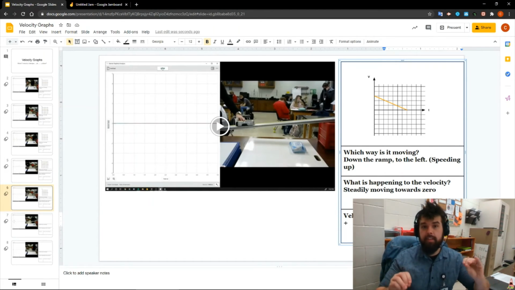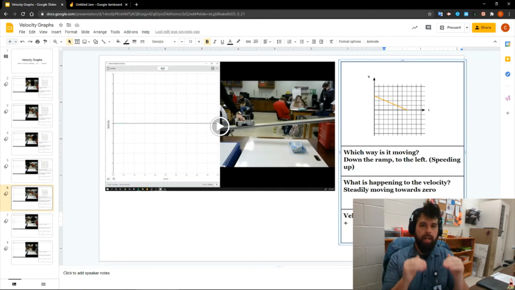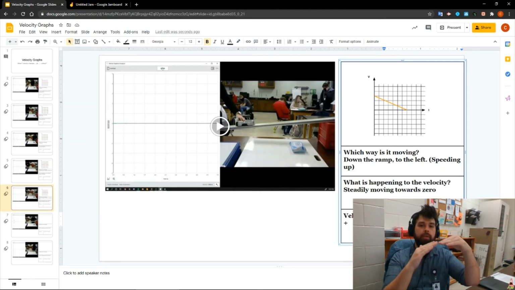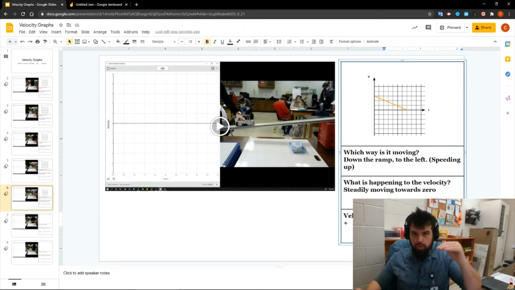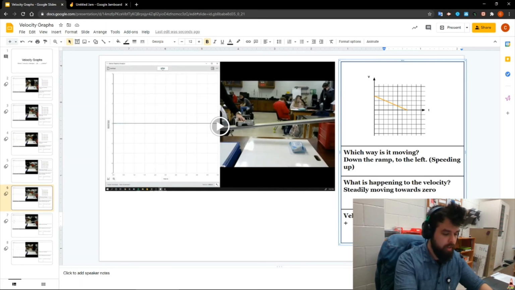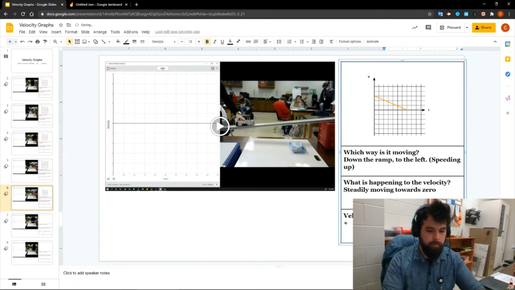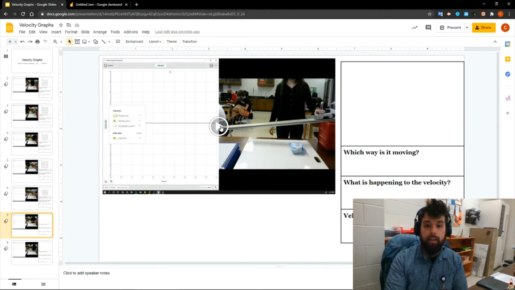In this instance, what is important to point out is that the acceleration, the slope of the line, is now negative because we have a downward slope. We're heading in the negative direction. So negative acceleration. There you go. All right, let's look at another one in which this goes down the ramp once again.